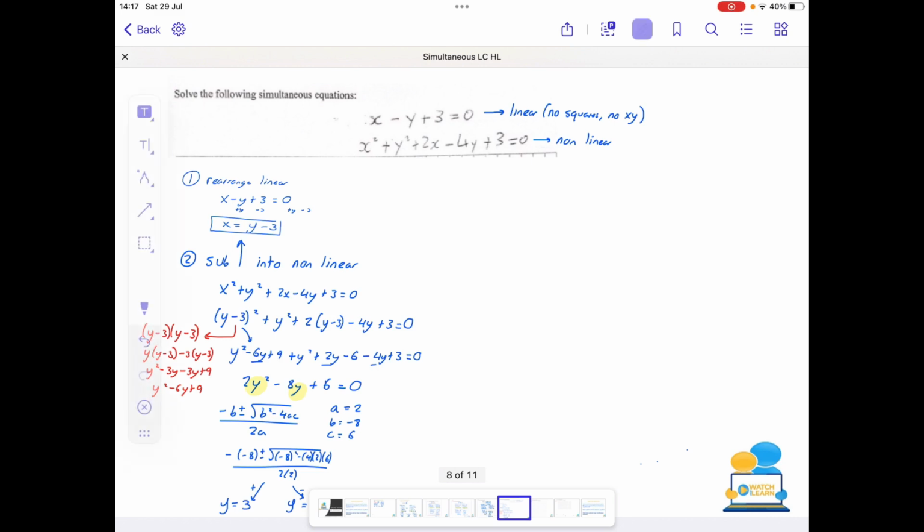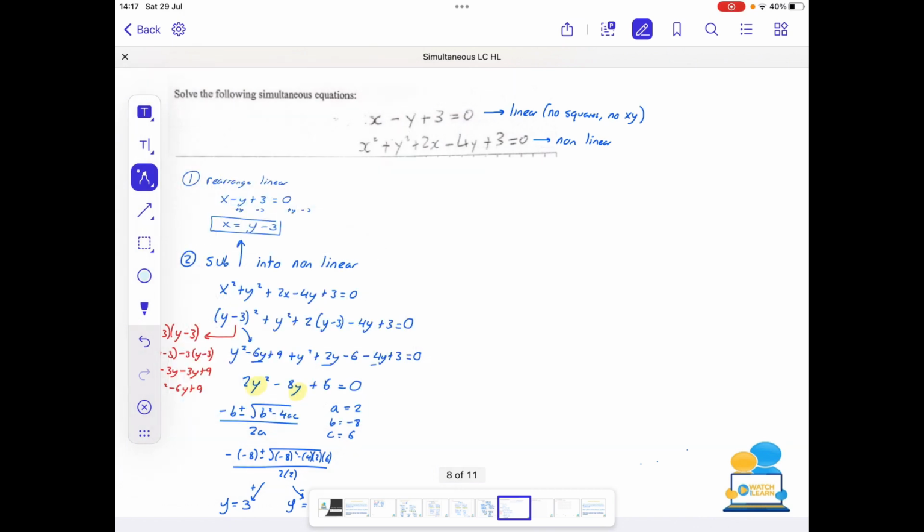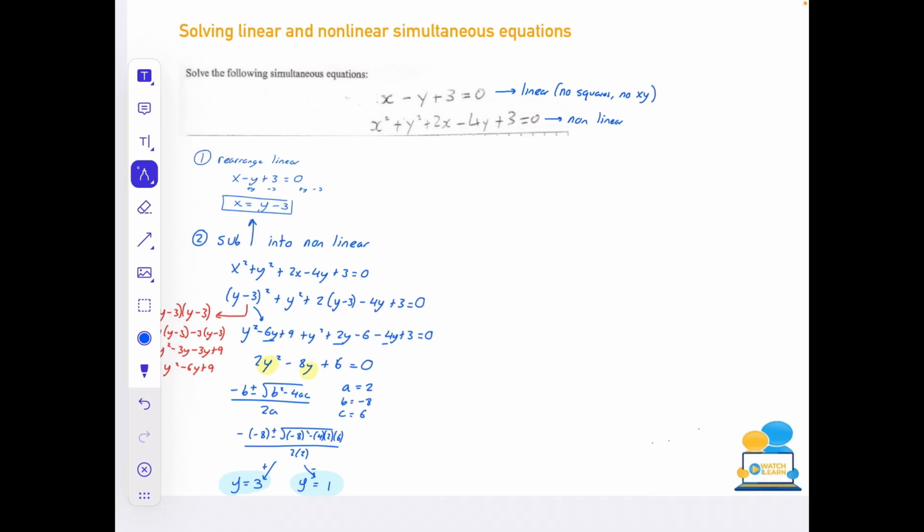So that is actually two of my answers. So I've solved the equation for y's. So we have y is equal to 3 and y is equal to 1. Okay, for this, we are actually going to end up with two sets of answers. So we're going to have two values for x and two values for y.